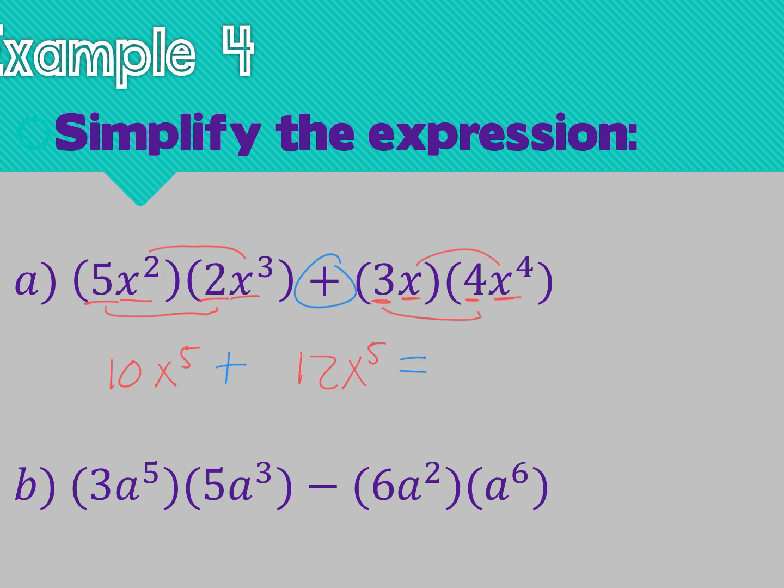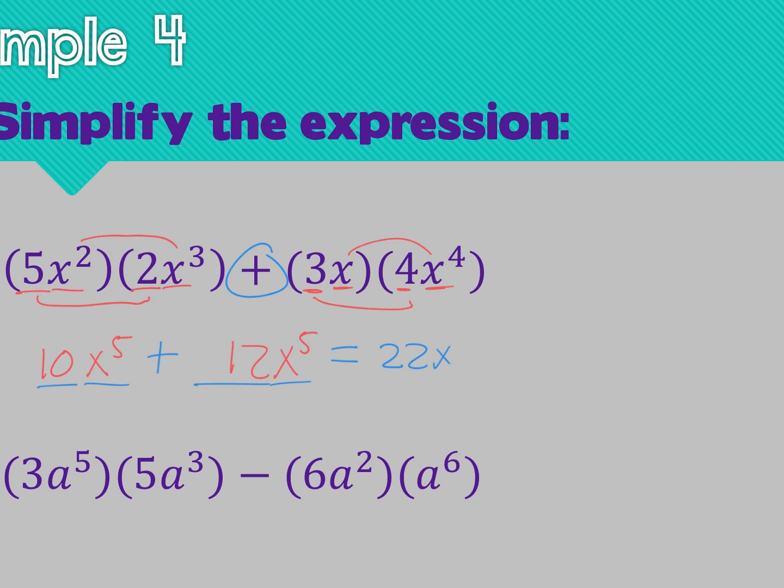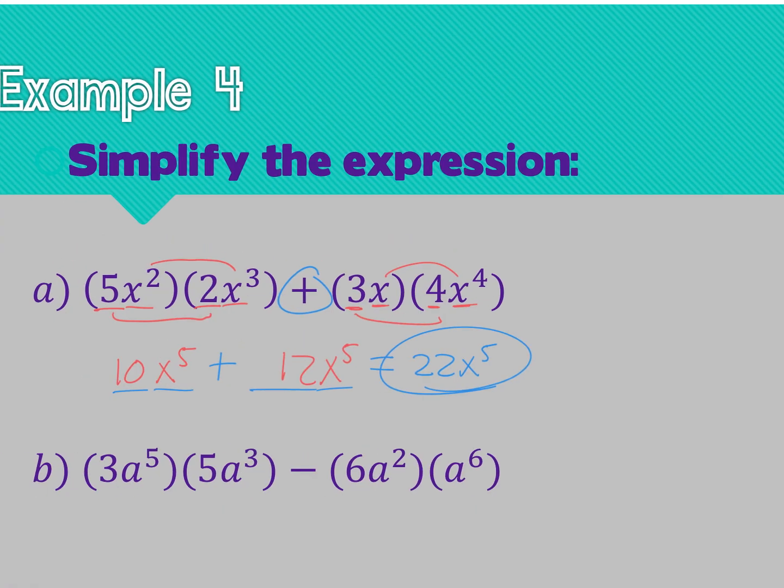Now these you actually can combine. If I have the exact same exponent and variable, then all I have to do is add the coefficients. Our coefficients here are 10 and 12, so adding those together is going to get me 22 x to the 5th.